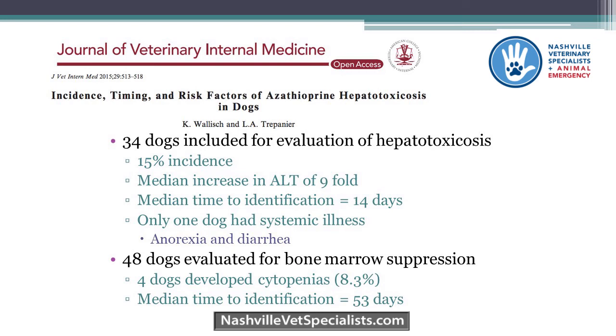And then they also evaluated 48 dogs for bone marrow suppression and had 4 dogs develop cytopenias, so 8.3%, and that took a little bit longer, so 53 days. So still a significant percentage that you're going to be concerned about, and if you're using this drug, you want to talk to your owners about that possibility.